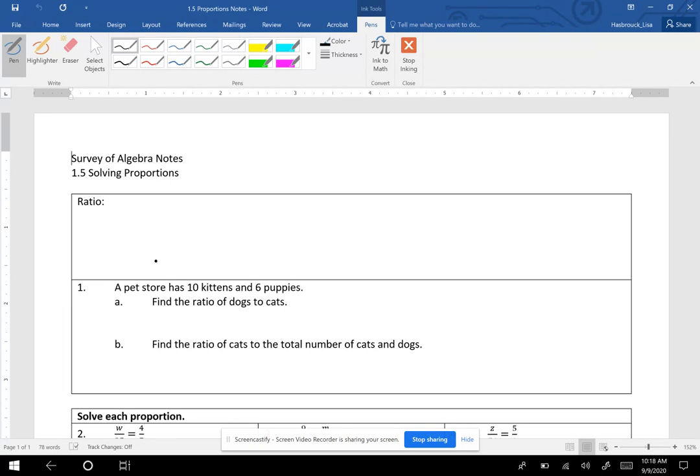Proportions are going to be equations. We'll start off with some vocabulary. The first is ratio. A ratio is a comparison of two values. It is written as a fraction.